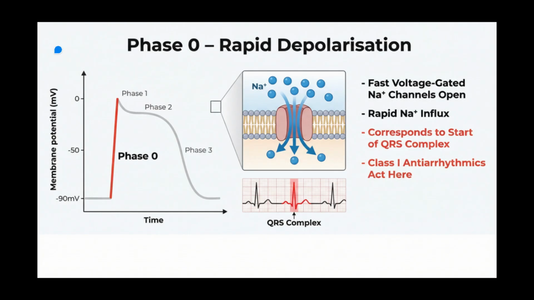Phase 0, rapid depolarization. This is the sharp vertical upstroke. What happens? Fast voltage-gated sodium channels open. There is rapid sodium influx into the cell. The membrane potential rises quickly. This phase corresponds to the beginning of ventricular depolarization. On ECG, this marks the start of the QRS complex, high-yield point. Fast sodium channels are responsible for phase 0 in ventricular muscle. Class 1 antiarrhythmic drugs act here.